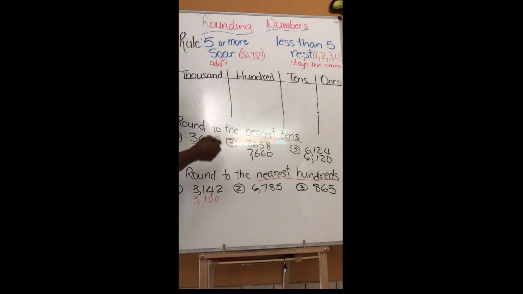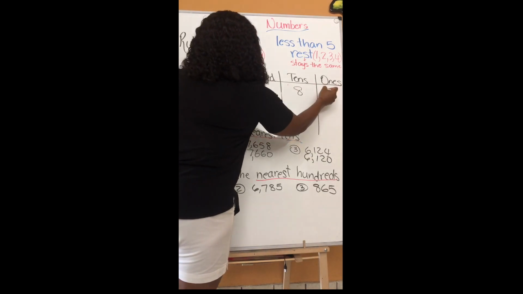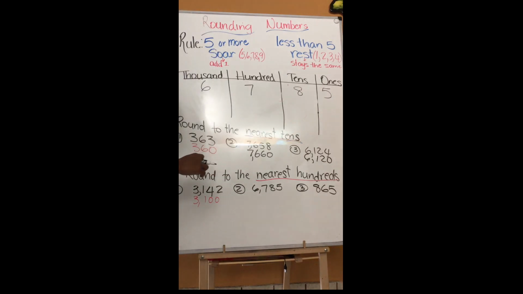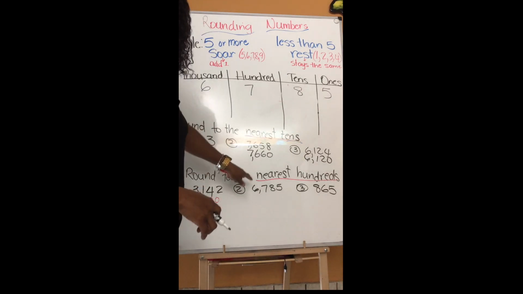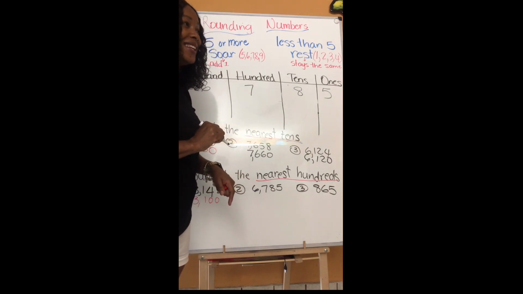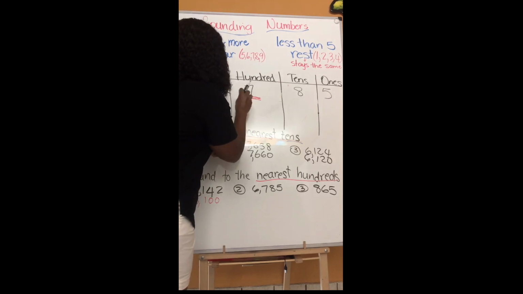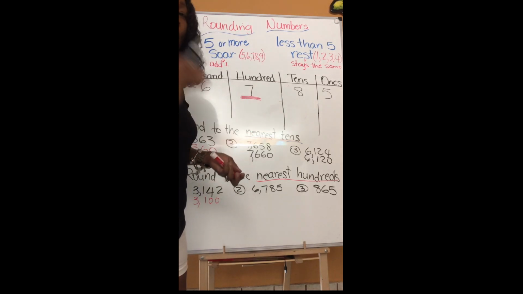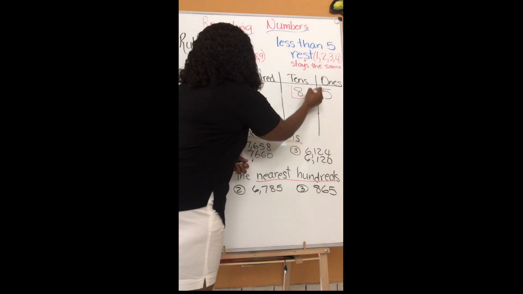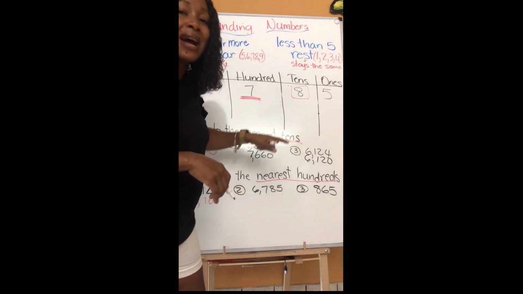Okay, so this one says 6,785. Remember, if you don't know where to put your digits, count your places. Then we're rounding to the nearest 100. Shout it out. Which digit am I underlining? Say it loud. Yes, I'm underlining the 7 because it's in the hundreds place. Which one am I boxing? Of course, I'm boxing the 8 because it is the closest neighbor to the right.